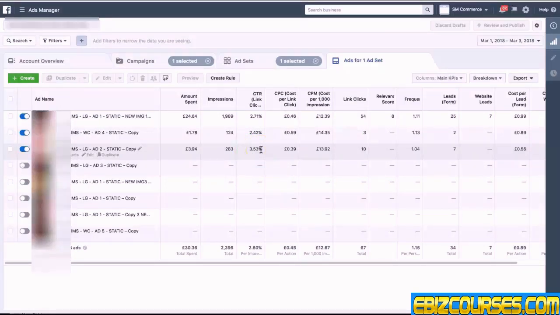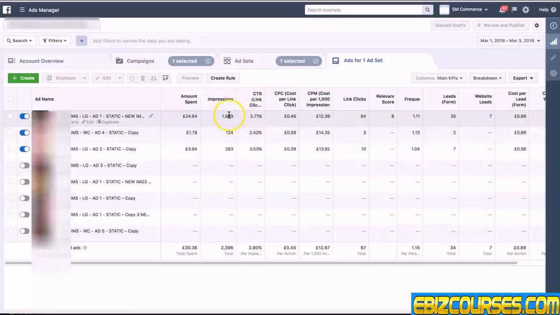Click-through rate is off the scale as far as the other ads go and as far as the other ad sets go, and the cost per click is so much better as well. However, it's only had a £3.94 spend, so is that statistically valid? Possibly not. Generally, when I'm looking at validation, I'm looking at around 5,000 impressions to give me confidence that these numbers are legit, that they can stand the test of time as well.